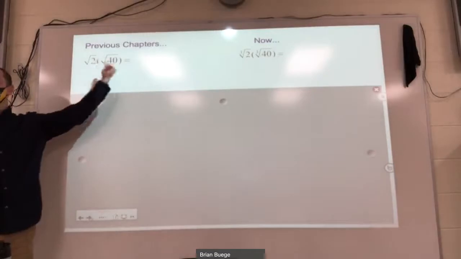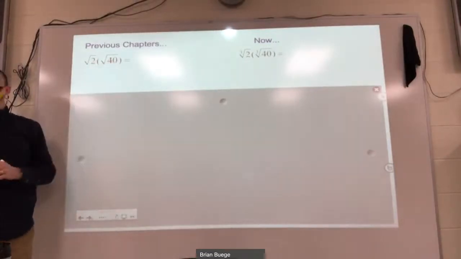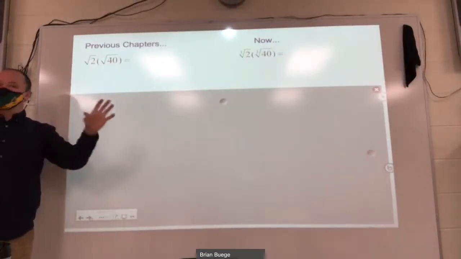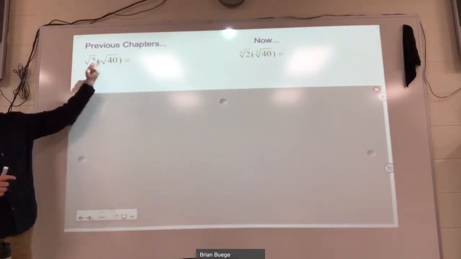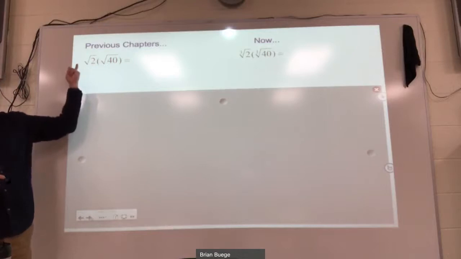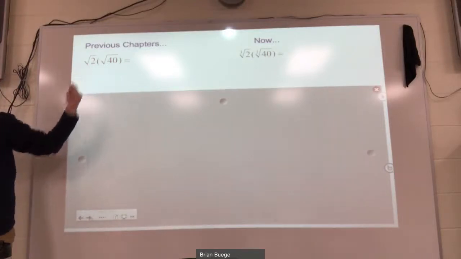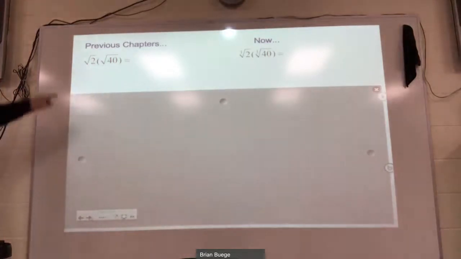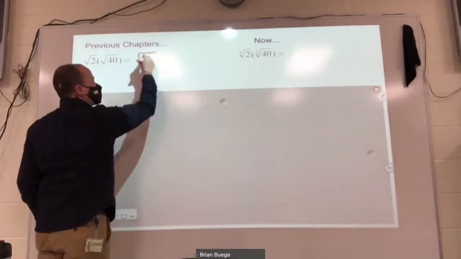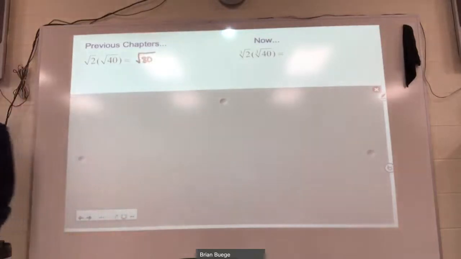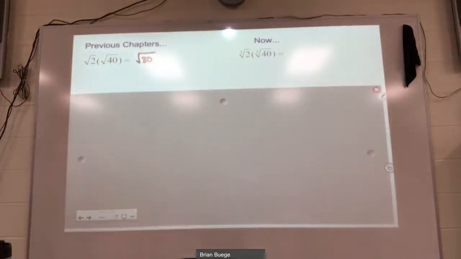So previous chapter, when you multiply square roots, whenever you multiply radicals, it's always outside times outside, inside times inside. Well, there's nothing on the outside of the radicals. There's nothing sitting in front here. It's not like it's 2 times the square root of 2. It's just the square root of 2. So that part I don't have to worry about. So I'm just going to multiply those two together to get the square root of 80. And then we simplify that radical, okay?